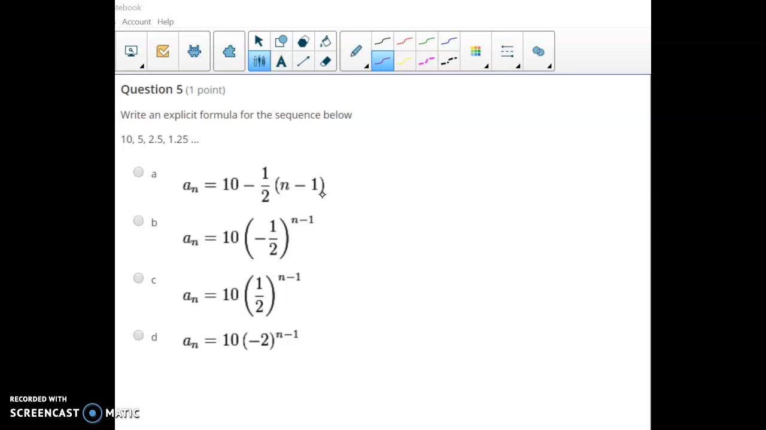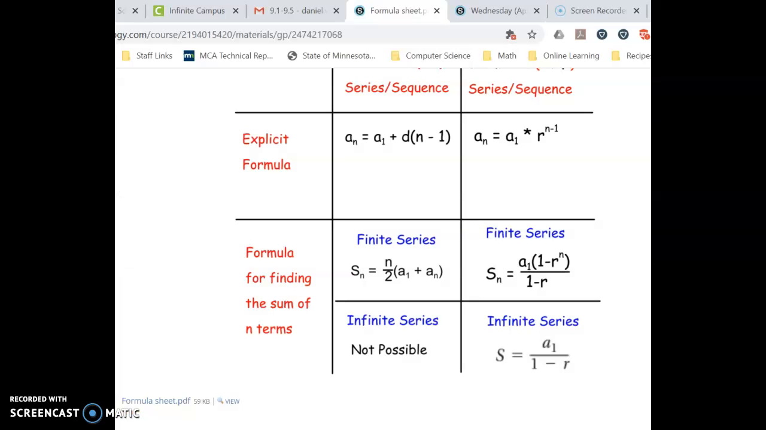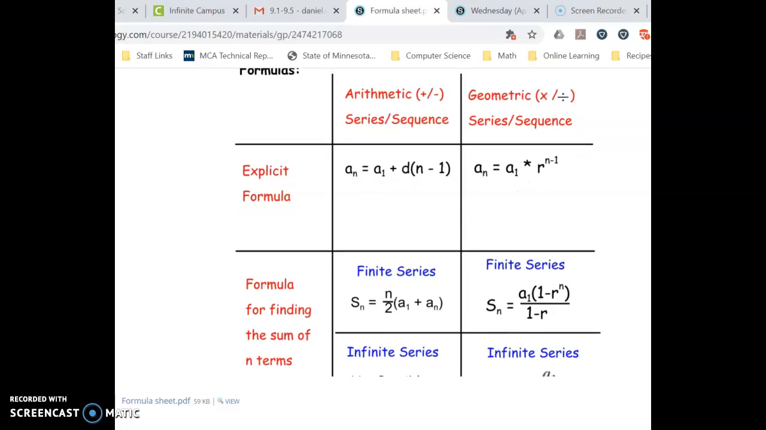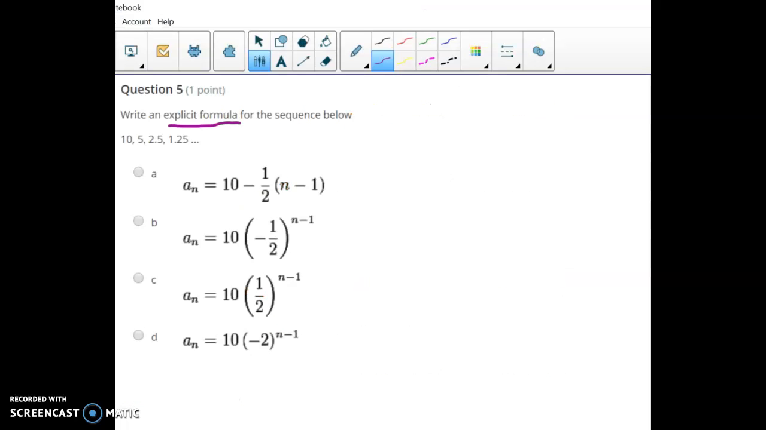All right, quiz question number 5. Explicit formula for this sequence. So first thing I want to figure out is which formula, right? Out on Schoology, there's this formula sheet. It's in a whole bunch of different places, but we are doing an explicit formula, and it could be either arithmetic or geometric. So let's go take a look, right?